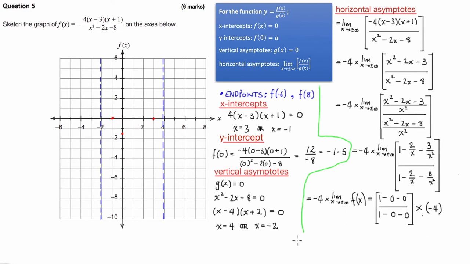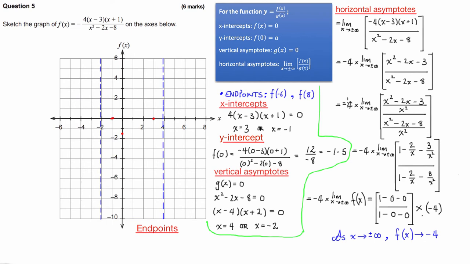So then I can basically finish evaluating my limit, and I'll use a different color just so we can see what I'm doing. So we're going to say as x tends towards plus or minus infinity, f of x is going to tend towards 1 divided by 1 is 1, times negative 4 is negative 4. So we have our horizontal asymptote here, guys.